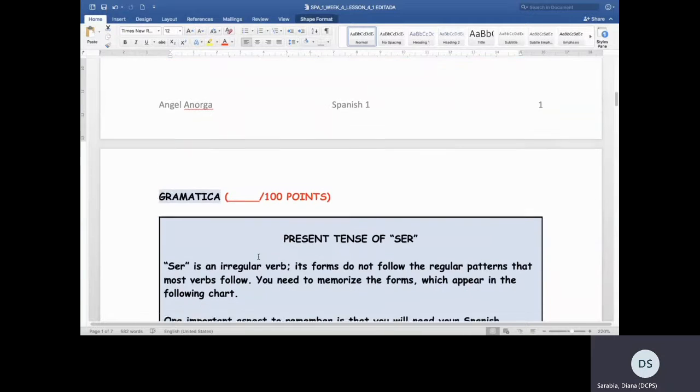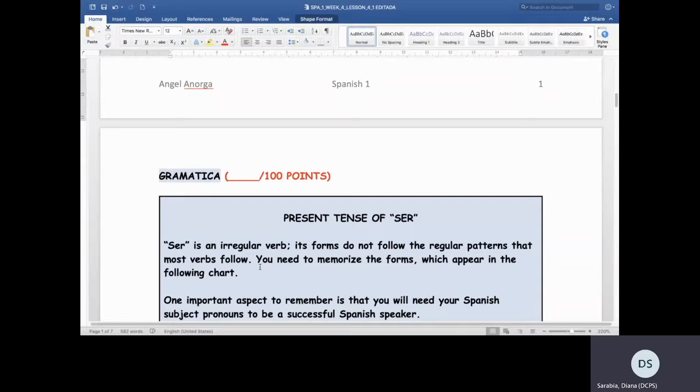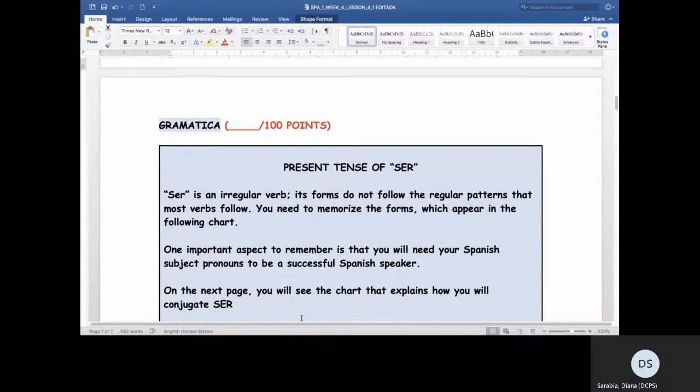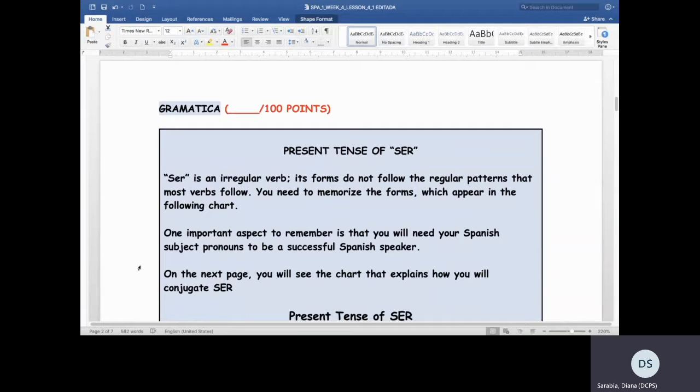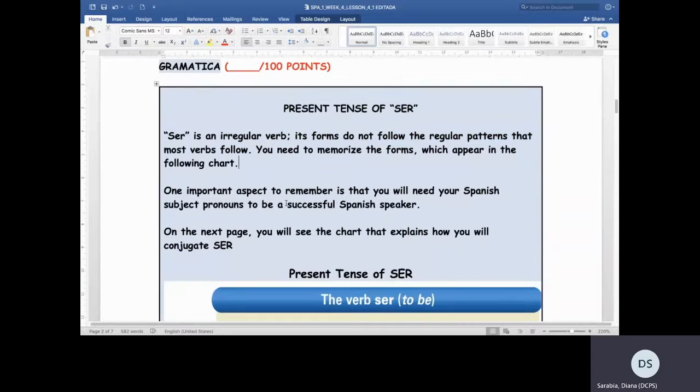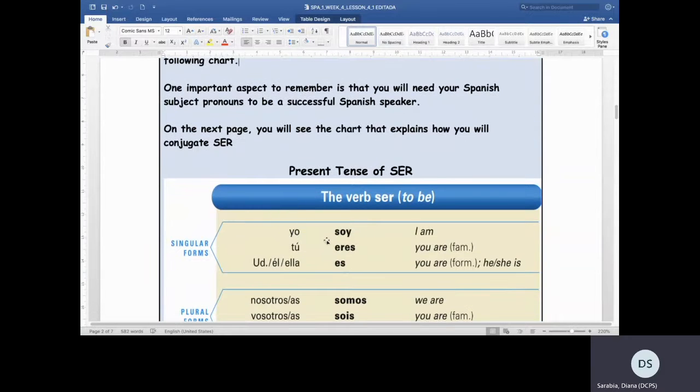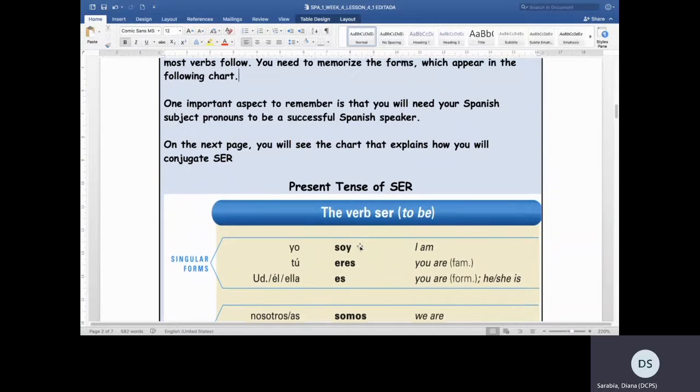Now let's go over the grammar for this, la gramática de esta lección. El verbo ser es un verbo irregular. It is an irregular verb. That means that the conjugation changes from one, like yo, to tú. It changes a lot. You can see yo soy, tú eres. Soy and eres are not similar at all. That's why this is un verbo irregular.